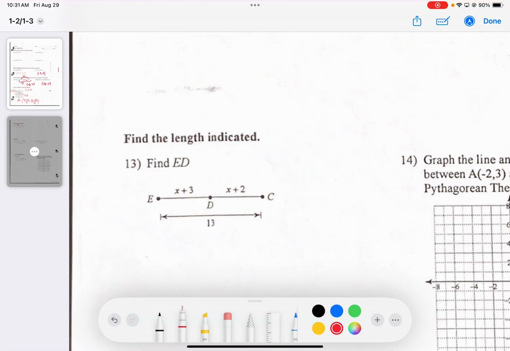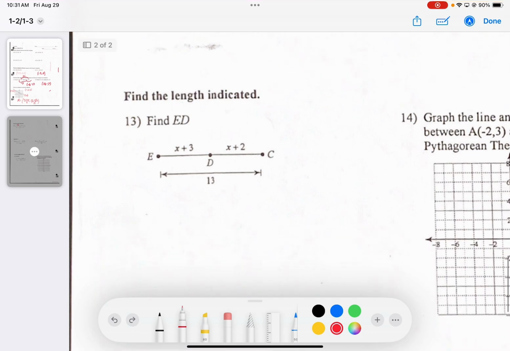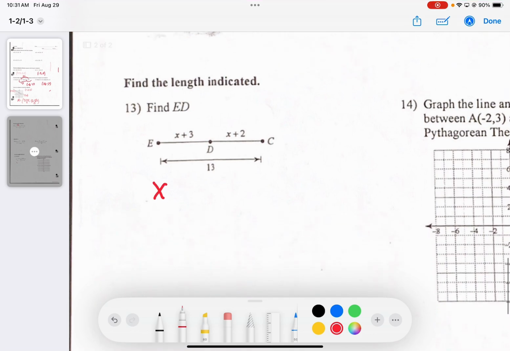I did x plus 3 plus x plus 2 equals 13. Great. I solved that for x equals 9, and then ED equals 12. Cool. Did you guys get ED equals 12? You got x equals 9 for your expression? Anybody else get x equals 9? No? Well, let's check it out. I got 4. X equals 4. Got it. Well, let's check.